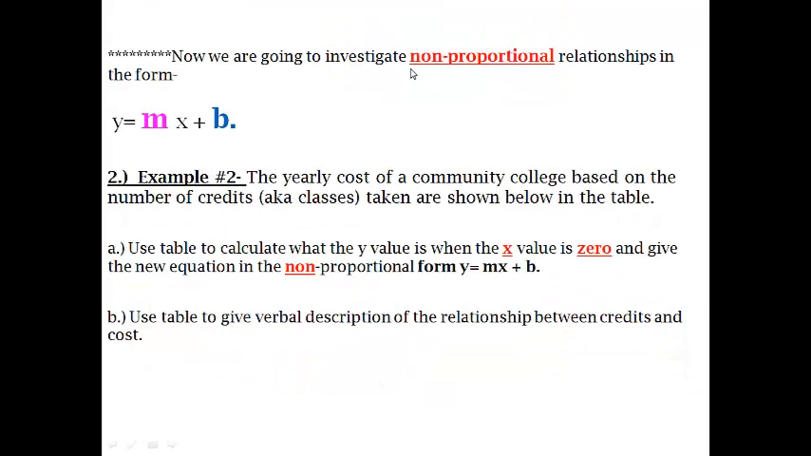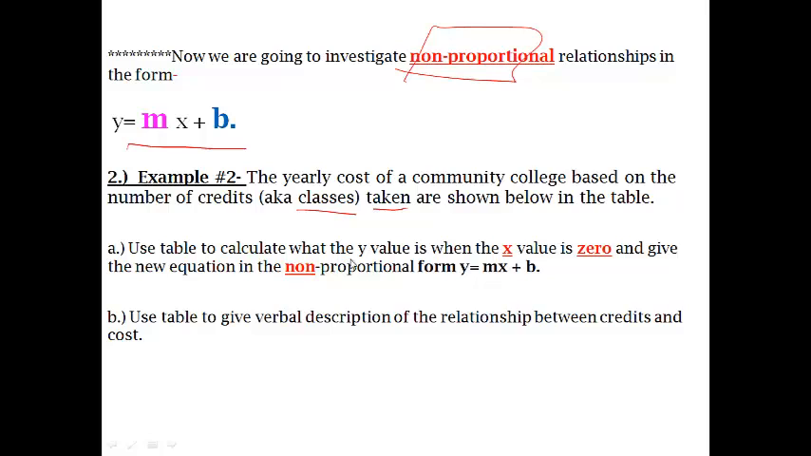Okay, so now we're going to go into detail with non-proportional relationships using this formula. So let's do example 2. It says the yearly cost of a community college based on the number of credits, which are how many hours your classes are worth, so it's pretty much classes taken, is shown below in the table. Mine is on the next page.